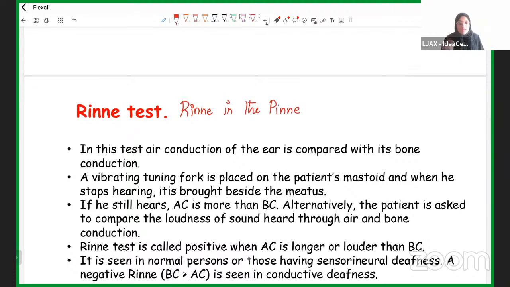So what does it mean is that Rennie test is done, as we all know, by tuning fork. So Rennie test is when you vibrate the tuning fork and you put it behind the pinna, or you put it on the mastoid bone. The mastoid bone is behind the pinna, right? The mnemonic Rennie in the penny is a small mnemonic which you can remember. In Rennie's test, you vibrate the tuning fork and you put it behind the pinna, on the mastoid part of the bone.